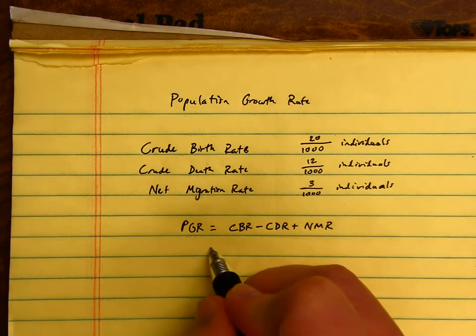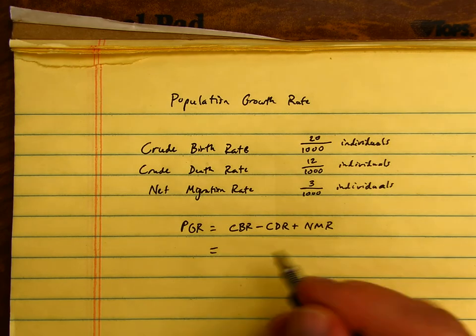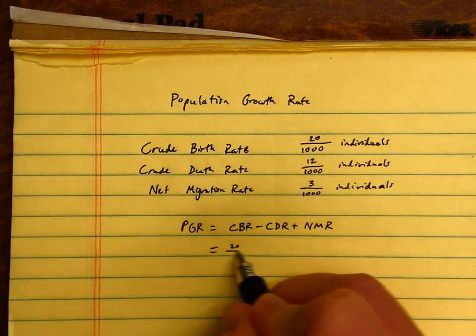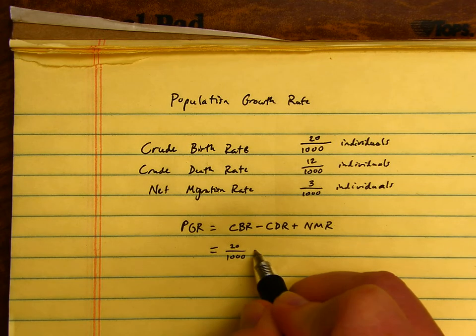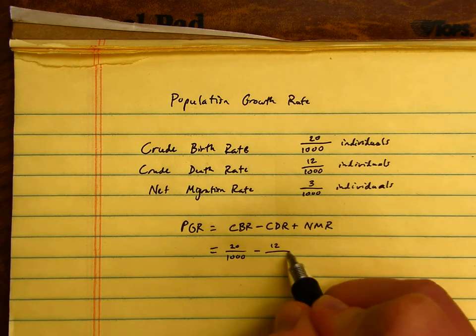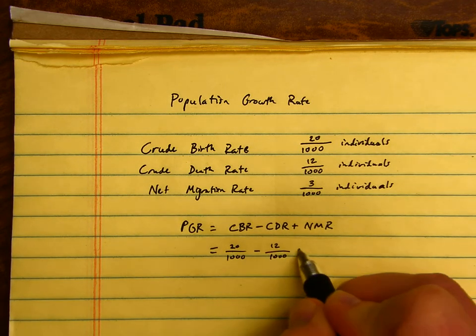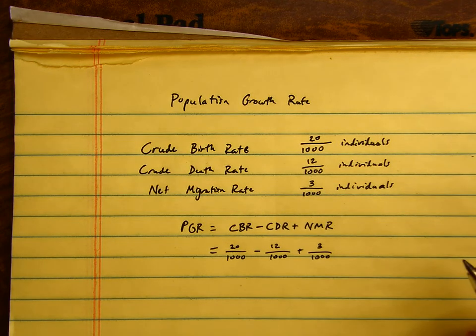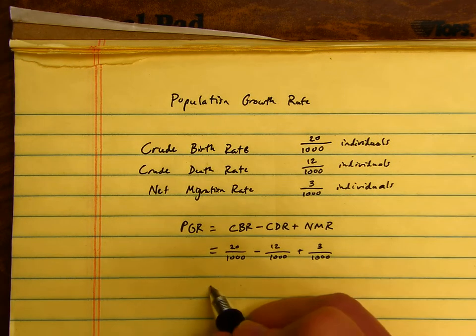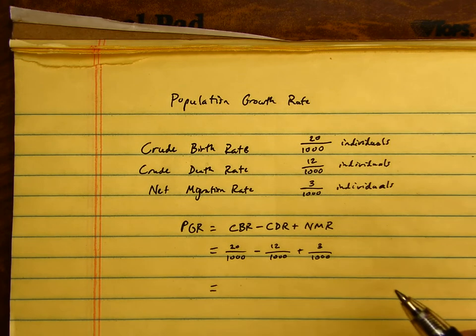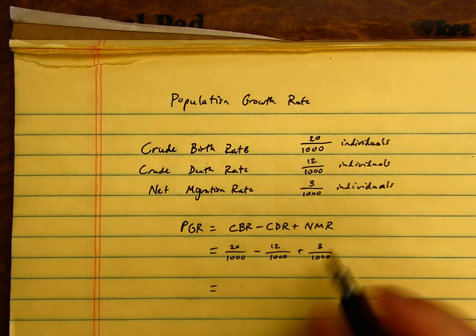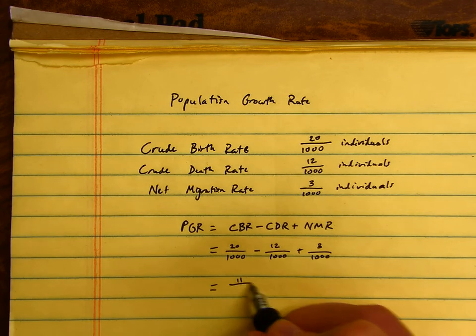So how you would do this, you just simply plug and play. Basically you can think of it as 20 over 1,000 minus 12 over 1,000 plus 3 over 1,000. That would translate: you go 20 minus 12, that's 8, plus 3, and you end up with 11 over 1,000.